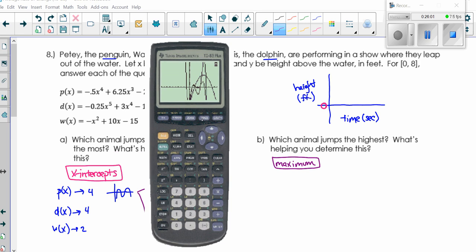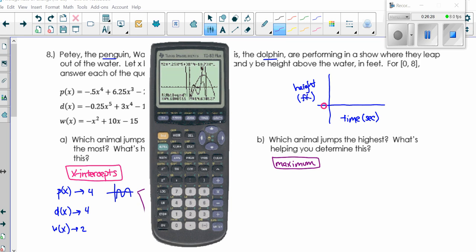If you go ahead and hit second calc, we can hit maximum. And what we need to do is jump on that function. If you notice, right now I'm on the penguin. If I hit the up arrow, it switches functions. I'm on the dolphin right now, or I'm actually on the whale right now. If I hit up again, it's going to jump functions again. And notice now I'm on the dolphin. So I'm right here.